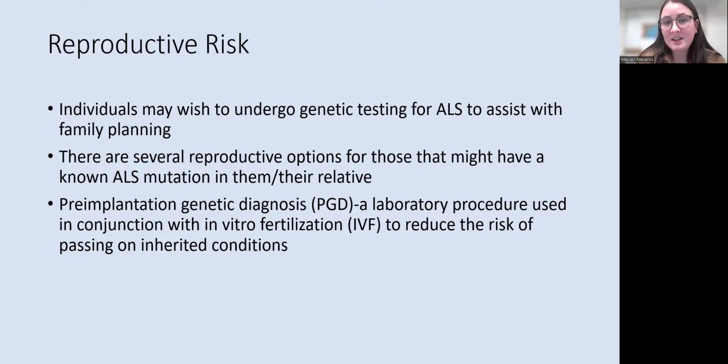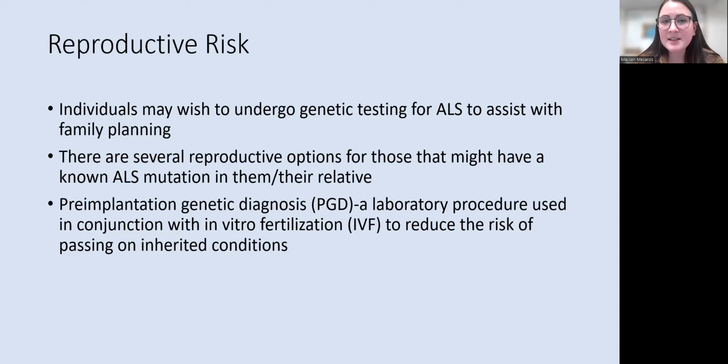Patients can do this if they know their own status. So let's say there's an unaffected individual with an SOD1 mutation that does not want to pass this on to a child. PGD can be done, testing an embryo to ensure that doesn't happen.